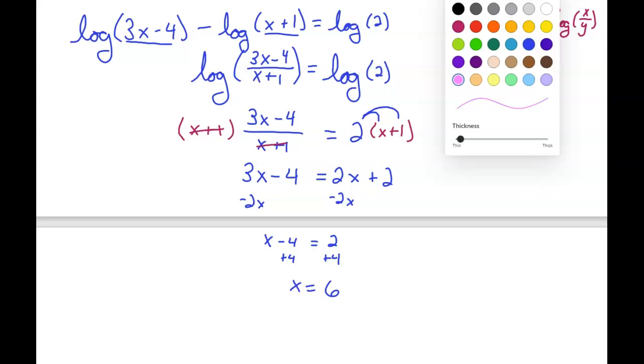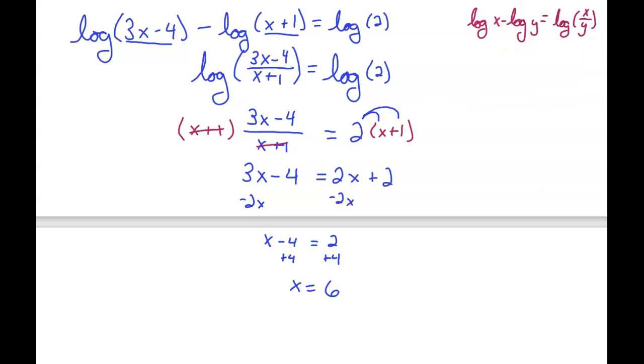My last step is going to be to check my 6 in both of my arguments. So I have 3x minus 4, and I have x plus 1. So I'll do 3 times 6 minus 4, so this is 18 minus 4, that's 14, that's okay. I have 6 plus 1, that's 7, yes, that's okay. So x equals 6.